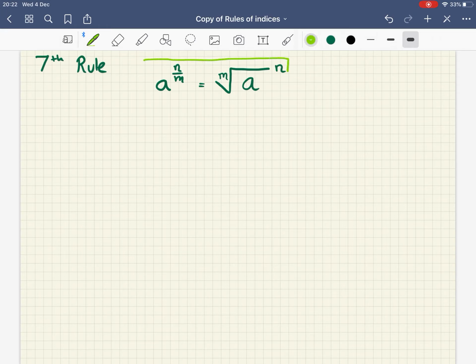Now, I have a little thing to help you remember where the m and the n goes. So, if I was to imagine my power again, so that n over m, but this time I'm going to just draw it as a little flower.